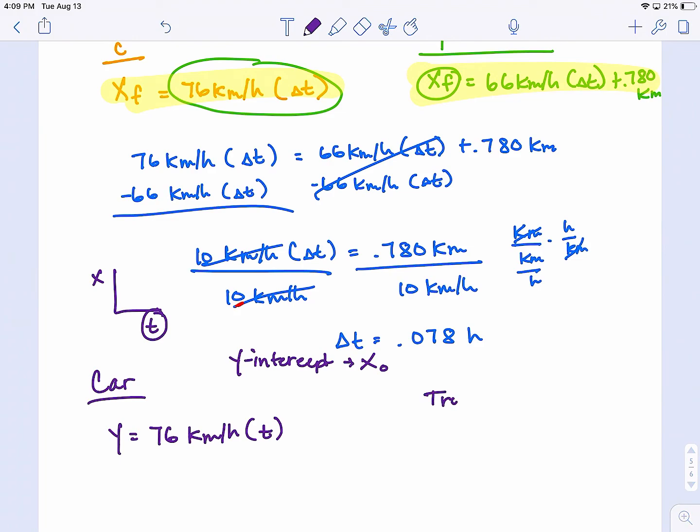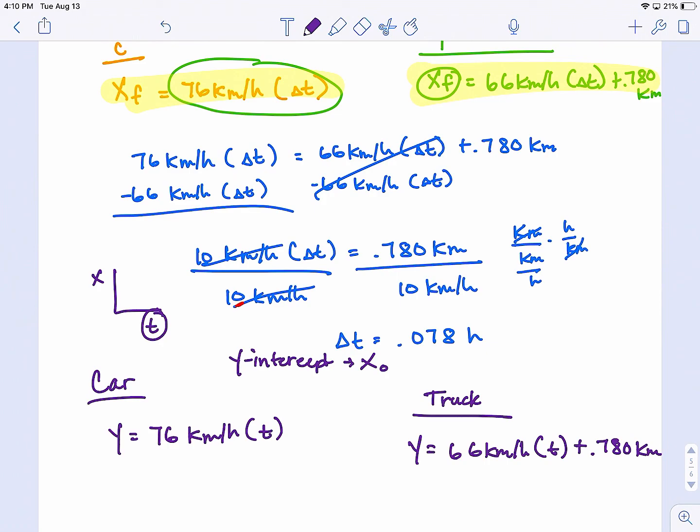Now, for the truck, we have y equals 66 kilometers per hour times t, plus, in this case, the initial position, or the y-intercept, is 0.780 kilometers. So we have these linear equations.